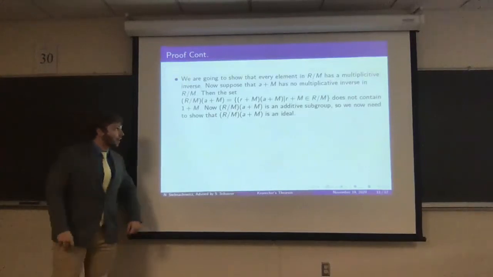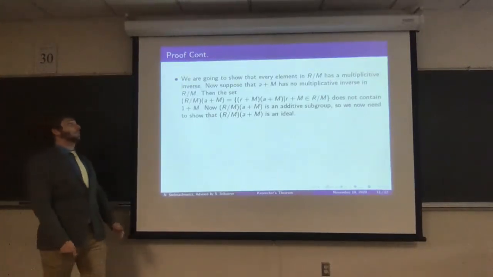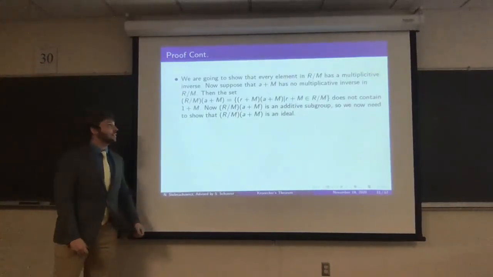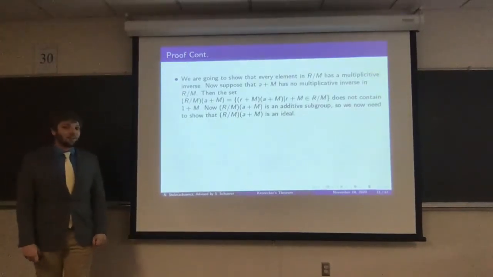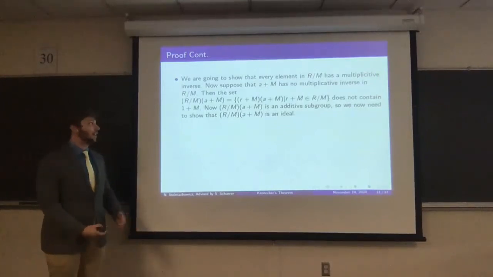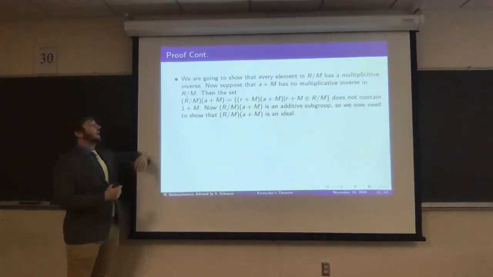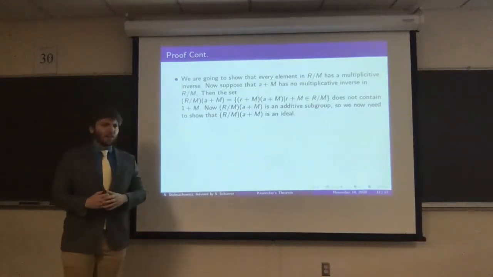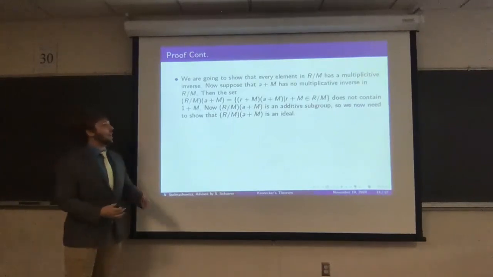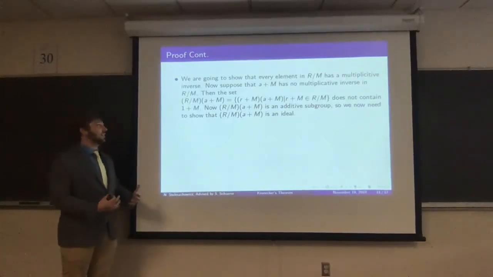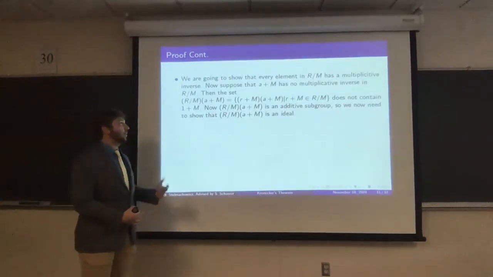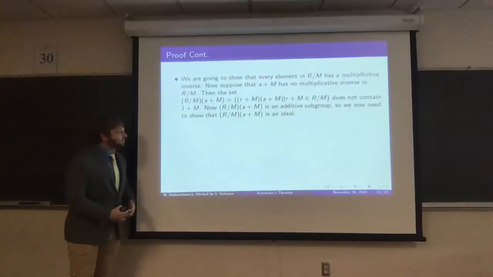multiplicative inverse. So we're going to take an element of R mod M, and we're going to call it A plus M, and we're going to suppose that it doesn't have a multiplicative inverse in R mod M. So we're going to prove this by contradiction. So if we take this set here, R mod M times A plus M, and examine it, we will find that it does not contain the unity, which is good because that means it's a proper subgroup of R mod M. In fact, an additive subgroup.